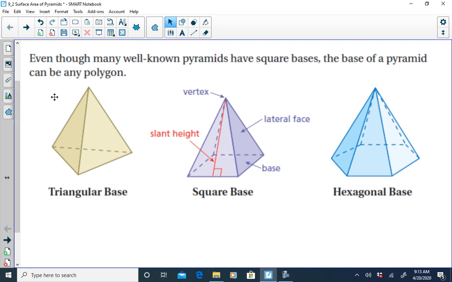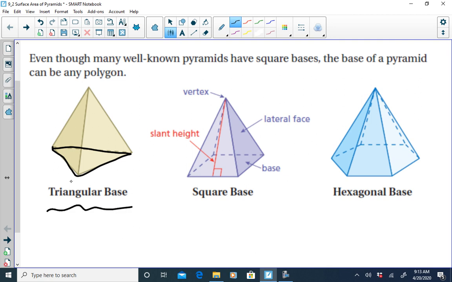So if we look at this first example here, notice that the base of this pyramid is a triangle. This is the base here. And because that base is a triangle, the name of that pyramid would be a triangular pyramid. If you look at our second pyramid, notice that the base of the pyramid is square. Hence the name square pyramid. We name pyramids by the shape of the base.